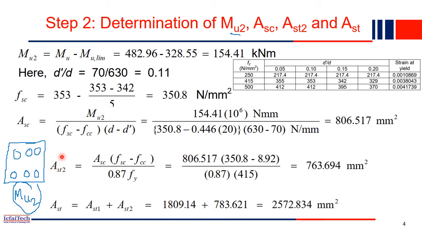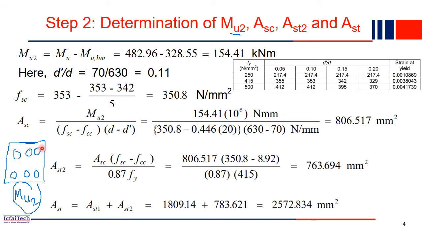Also, I have drawn it here. So this Mu2 value should be minimum 154.41 kilonewton meter, right? So Mu2 means how much resisting moment is there, which we have now computed as 154.41. Now find out the d dash by d ratio. d dash is 70 and d is 630, so this is 0.11.